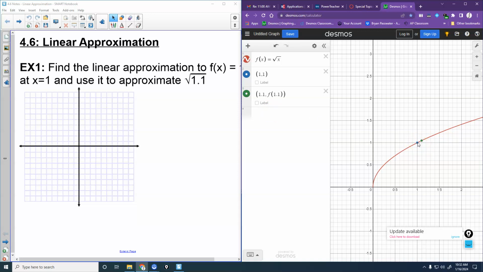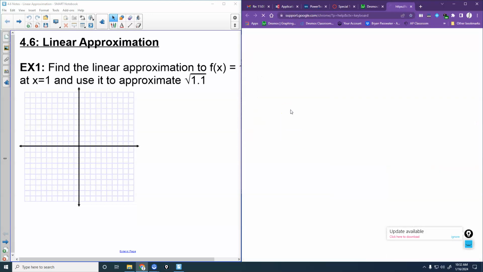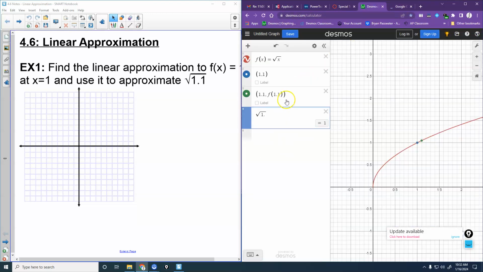Now, there are a couple of reasons that you would do this. One of them is not really applicable to our lives these days. If we want to know what square root of 1.1 is, we can just type in square root of 1.1, and it's going to give us a pretty close approximation for that.